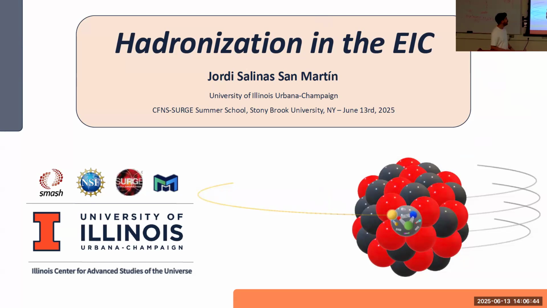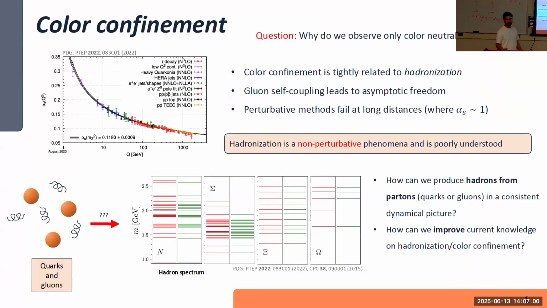Okay, so we all love QCD, right? It's an amazing theory with lots of predictive power, but also very difficult, and a lot of mysteries remain unsolved. One of those pertains to color confinement or hadronization. We can measure color neutral states directly, that means hadrons, but we cannot measure directly colored states, such as quarks and gluons.